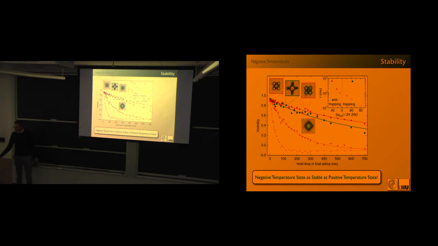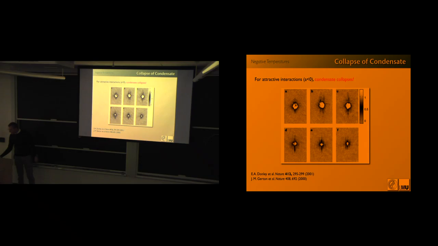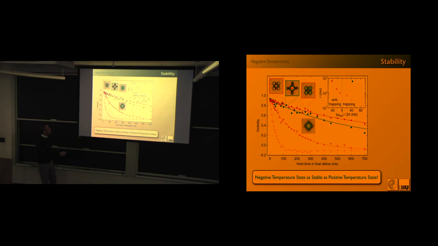This thing is completely stable, so we check the stability of this attractively interacting condensate. In contrast to a positive temperature one, if you take a positive temperature condensate and make the interactions attractive, it collapses on you, okay? These are early experiments in Carl Wieman's group where they did precisely that. They took a condensate, made the interactions attractive, and the whole thing just collapses, implodes basically. But if you do that with a negative temperature system, you can see that the lifetime of the system, characterized by the visibility of the interference pattern, is for negative temperatures in red as high as the one for positive temperatures, even slightly longer. So it lives as long as what we have for positive temperatures.